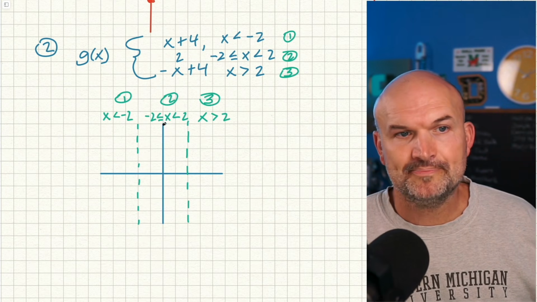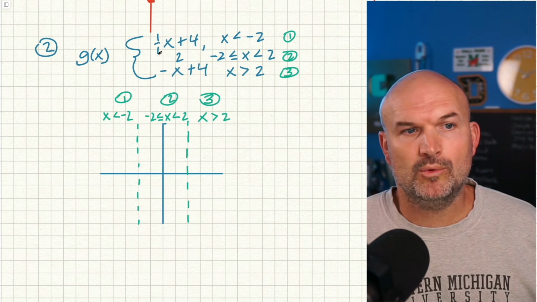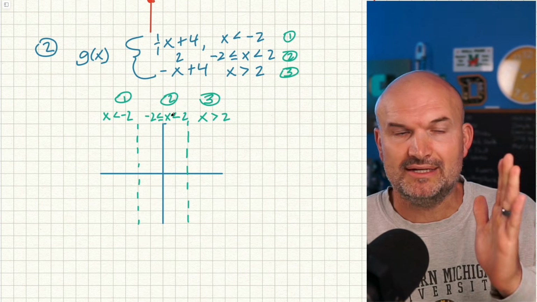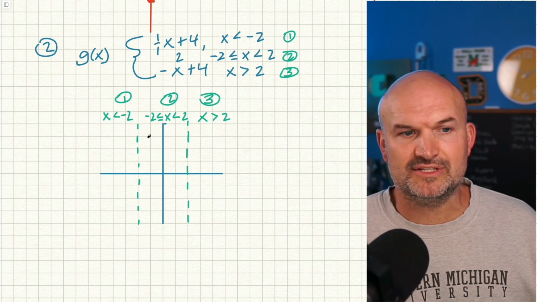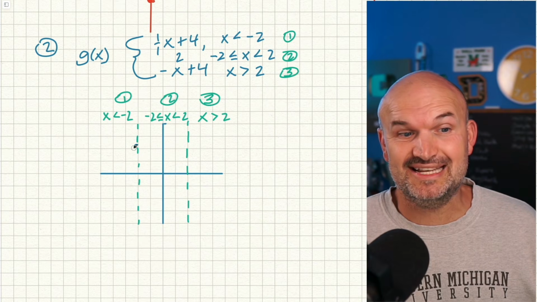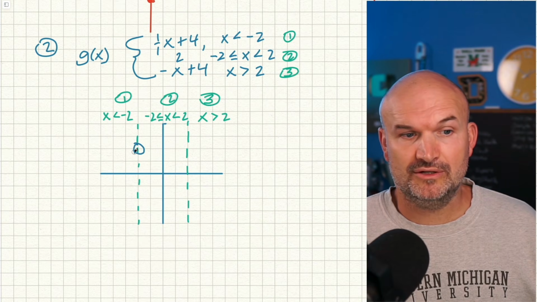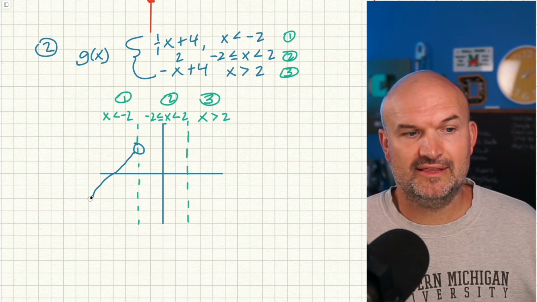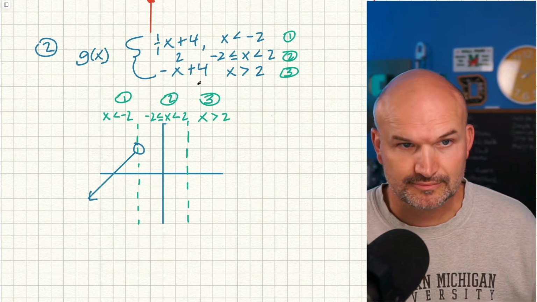So I'm going to go up to 4, and then remember the slope is 1 over 1. But instead of going up and to the right, because I want to fill out this section, I'm going to go down and to the left, down and to the left. Here I can have a value, but it says it's less than negative 2, so I'm going to do an open circle, and then continue using that slope, which is down over 1.